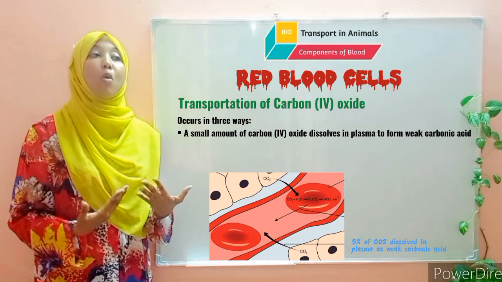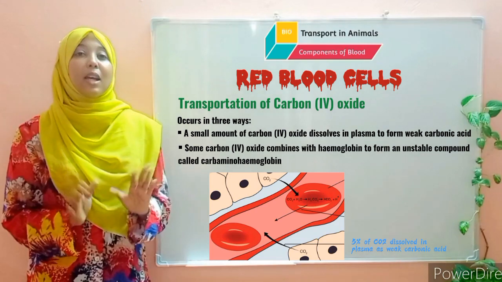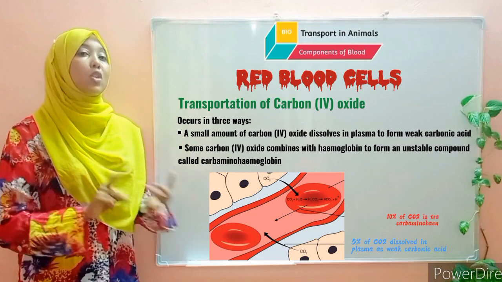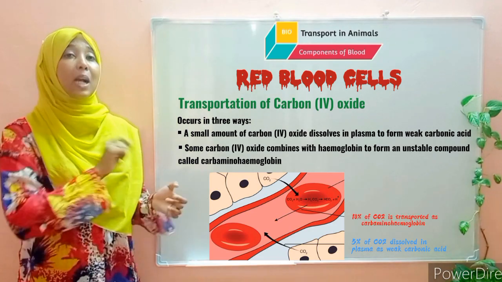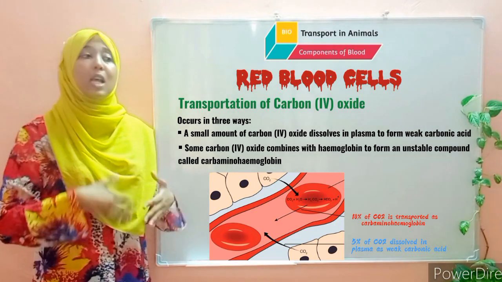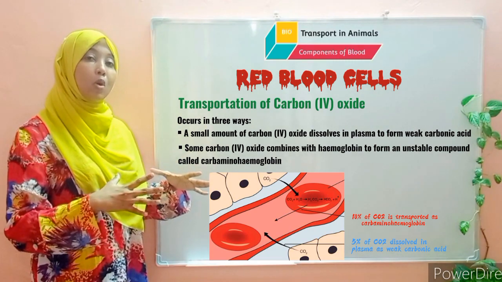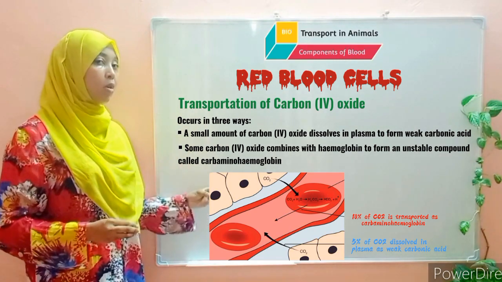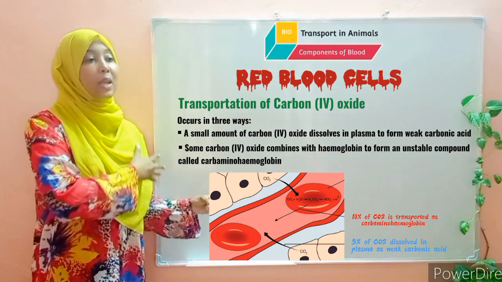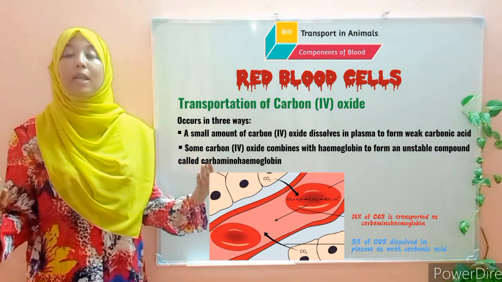It's transported in the form of carbaminohemoglobin. Beautiful name, right? Hemoglobin also has the ability to combine with carbon 4 oxide, so it combines with carbon 4 oxide to form carbaminohemoglobin. This, of course, is an unstable compound. This simply means that when the red blood cells reach the lungs, the carbaminohemoglobin compound dissociates, forming hemoglobin and carbon 4 oxide. The carbon 4 oxide then diffuses into the alveoli where it's excreted. How? By exhalation.